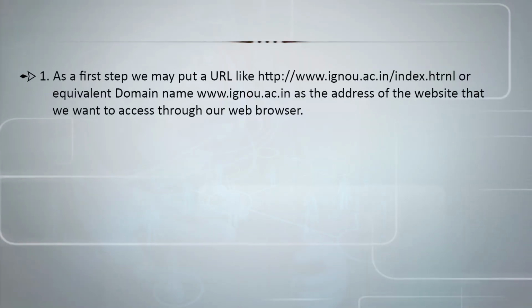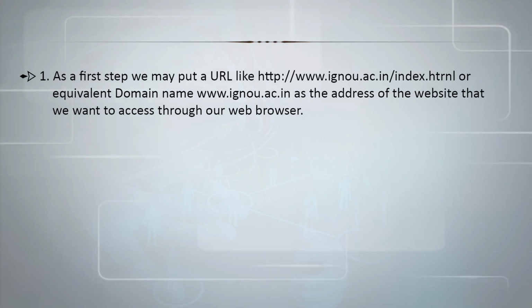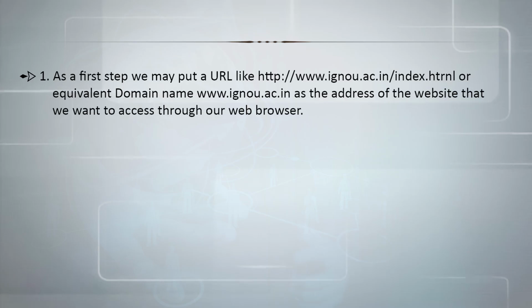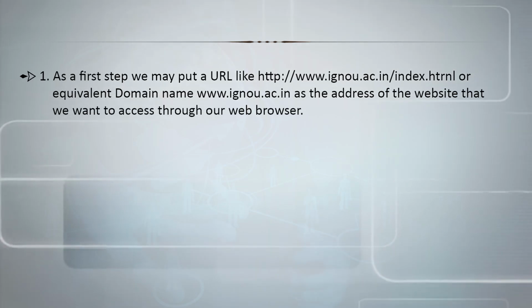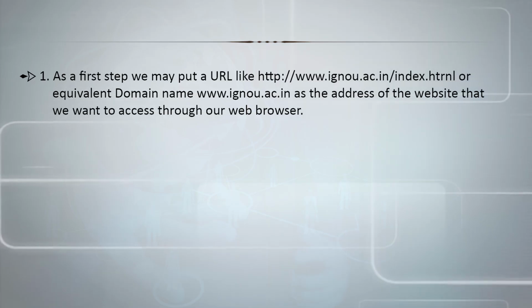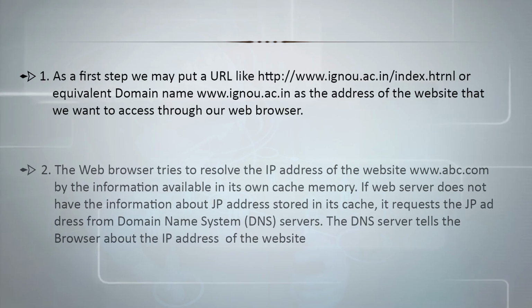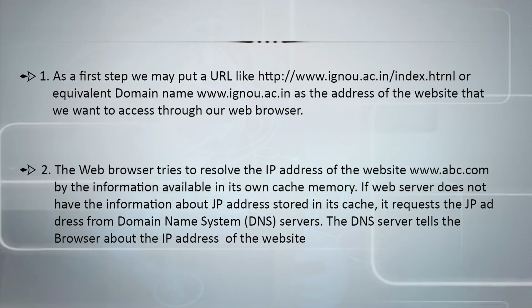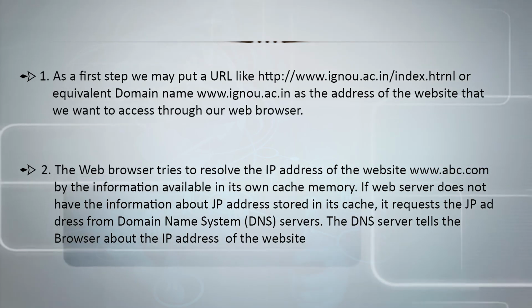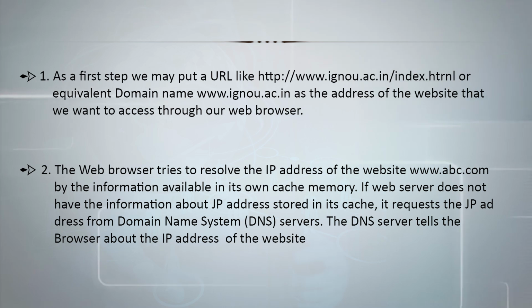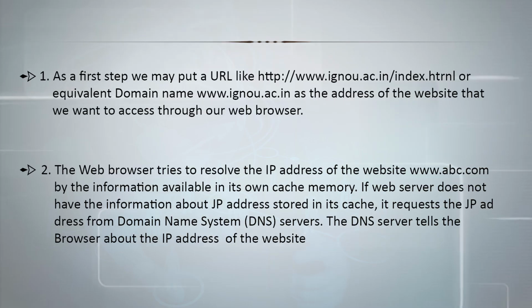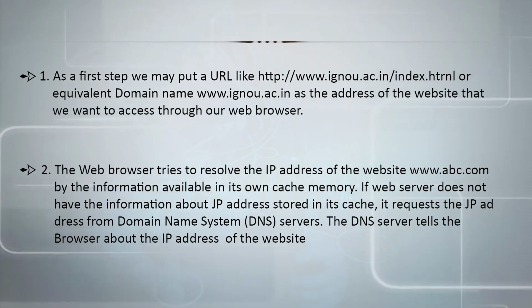As a first step, we may put a URL like http://www.ignou.ac.in/index.html or the equivalent domain name www.ignou.ac.in as the address of the website that we want to access through our web browser. The web browser tries to resolve the IP address of the website by the information available in its own cache memory. If it does not have the information about the IP address stored in its cache, it requests the IP address from the domain name system servers.